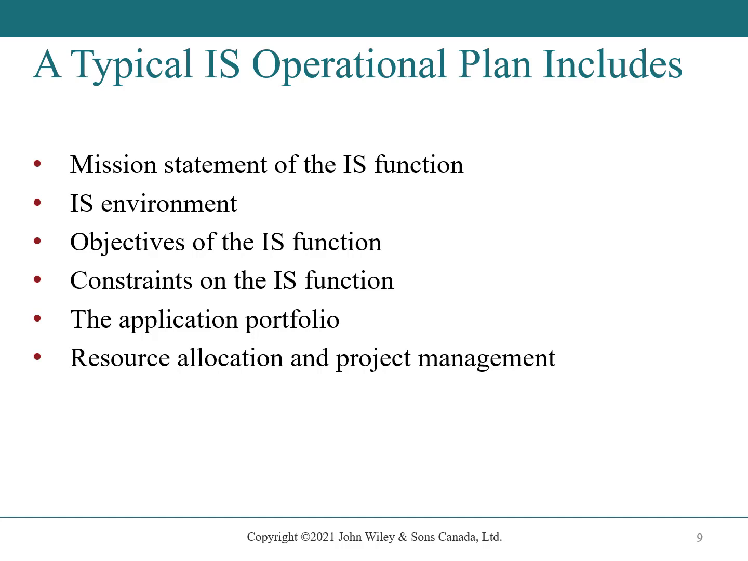Objectives of the IS function is the current best estimate of the goals of the IS function. The constraints are the technological, financial, personnel, and other resource limitations on the IS function. The application portfolio is a prioritized inventory of present applications and a very detailed plan of the projects to be developed or continued during the current year. And resource allocation and project management is a listing of who is going to do what, how, and when.